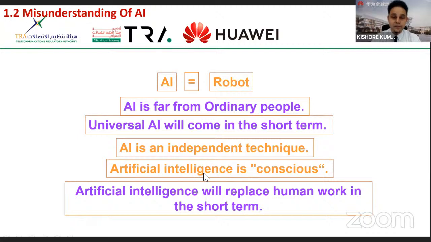And then the next statement, which is again wrong: artificial intelligence is conscious. No, it is not, right? It doesn't have consciousness, as you know. Then, artificial intelligence will replace human work in the short term. That's a big debate, but again, it's a wrong statement. As with other revolutions, the industrial revolution or the information revolution, there might be some manual jobs that could be replaced by machines, but it will bring even more opportunities where humans will be required to do their jobs. So that's not a huge negative concern, in my opinion.